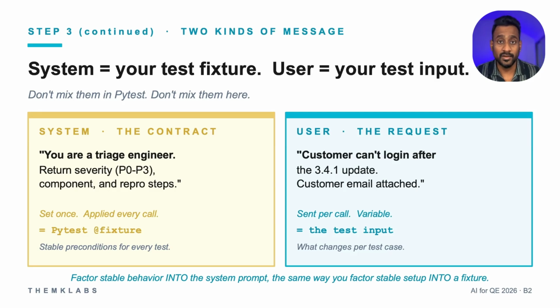You put the setup in the teardown methods, similar to that. The user message is your test input. "Customer can't log in after 3.4.1 update." That's sent per call and it changes every time, right?